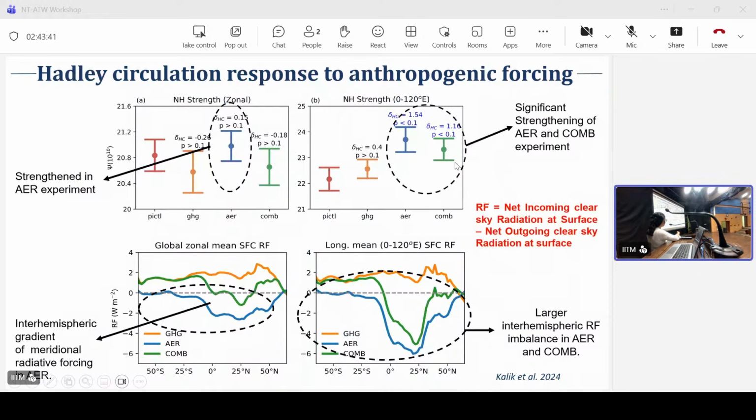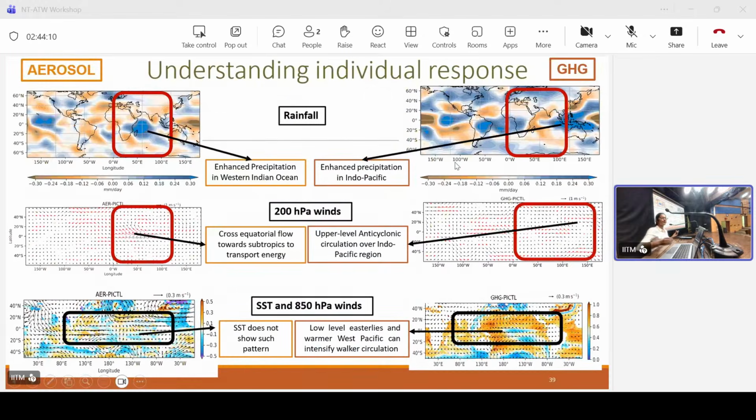So basically, when we see these are the radiation, the top of the atmosphere radiation. When we have aerosols, there is a large scale decrease in radiation. Basically, it reflects a lot of radiation. And this green curve is from the combined experiment. The blue curve is from the aerosol. So it sets up a very strong interhemispheric radiation gradient. This radiation gradient actually drives the southward shift of the convection over the Indian region.